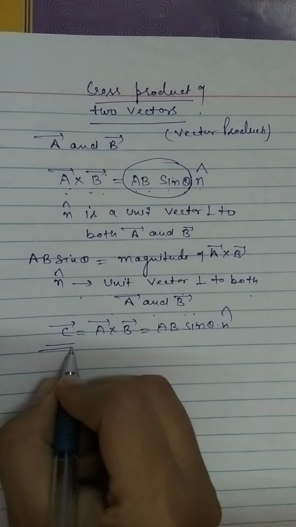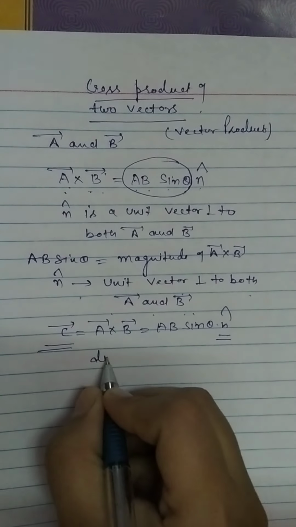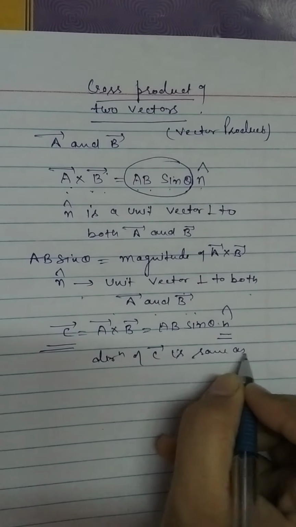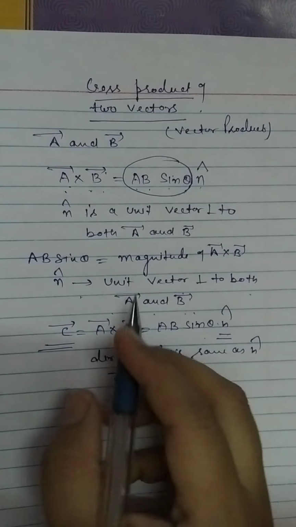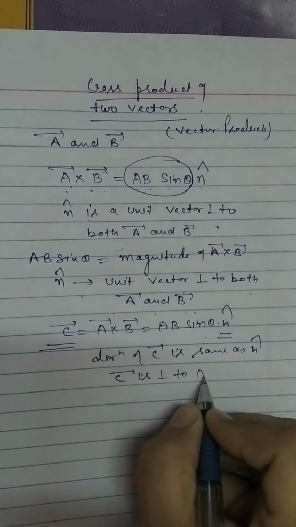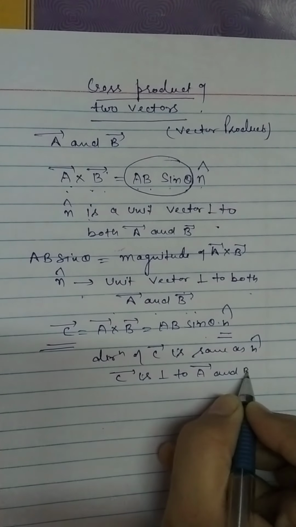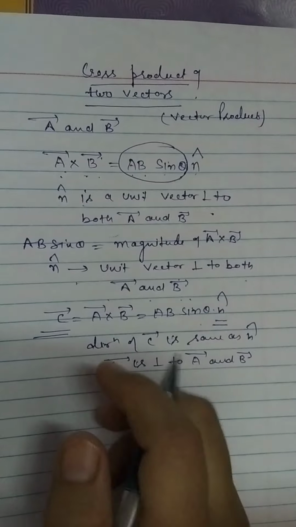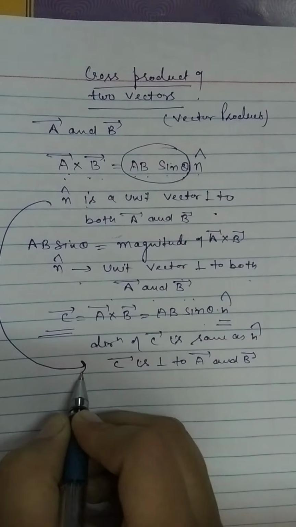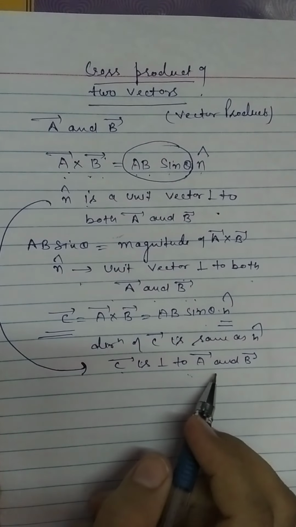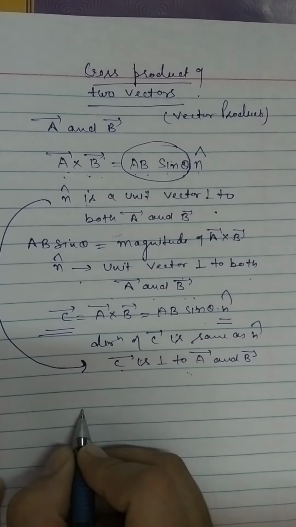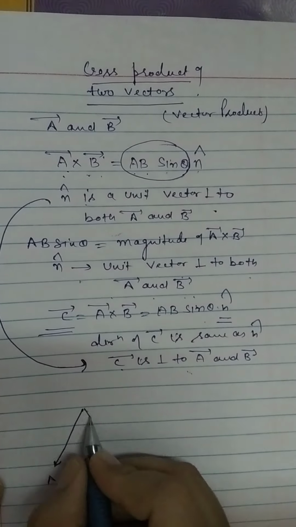What is the direction of C vector? Same as n cap. Direction of C is same as n cap, means C is perpendicular to both A and B. क्योंकि n cap क्या है? Perpendicular to both A and B. तो C is perpendicular to A and B. Is it clear?